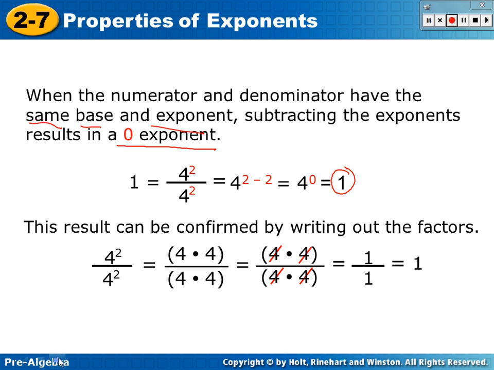So you take a look. Notice everything cancels out, so you're just left with 1 over 1, which equals 1. So that's why anything to the 0 power does indeed equal 1.